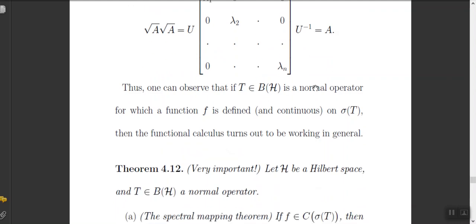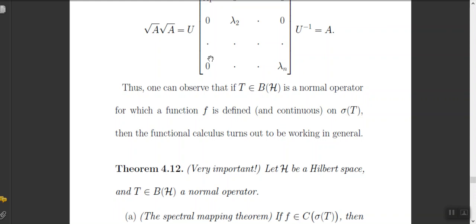So you can see that if T is a normal operator and f on the spectrum of T is defined as continuous, we can define this f of T for more general functions. It means that the functional calculus is working well, something like that. Okay, that's why we consider those two conditions.